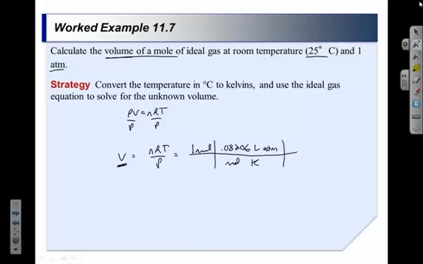Plug in the temperature, 25 Celsius. Got to get that to Kelvin. Plug in the pressure. So now I see the moles are canceling, Kelvin's canceling, atmosphere is canceling. I've got liters. So then I just have to plug that into my calculator. So it'll be 0.08206 times 298, and I get 24 liters.